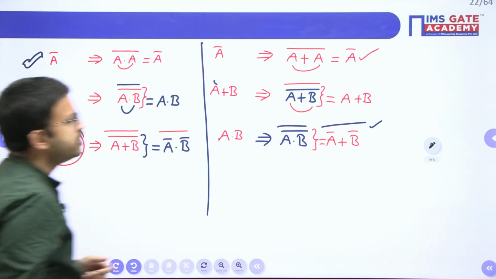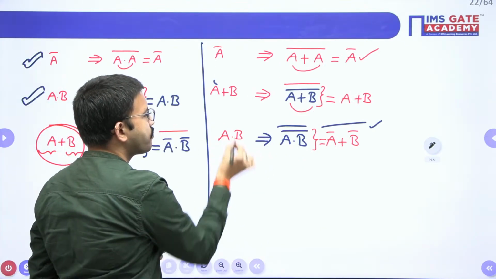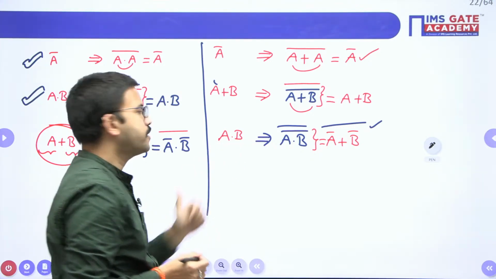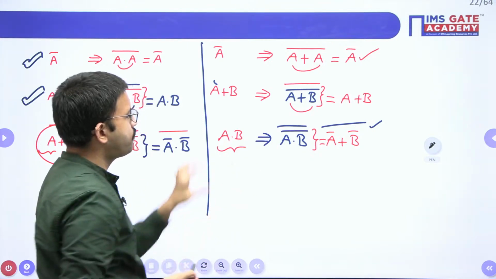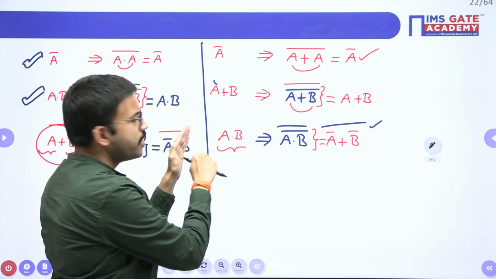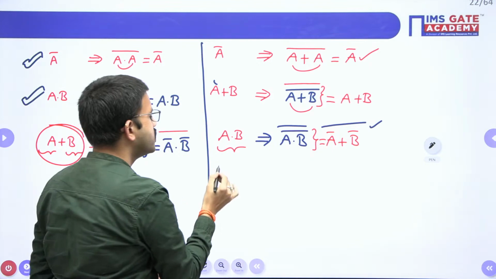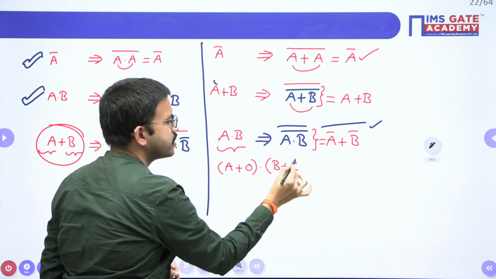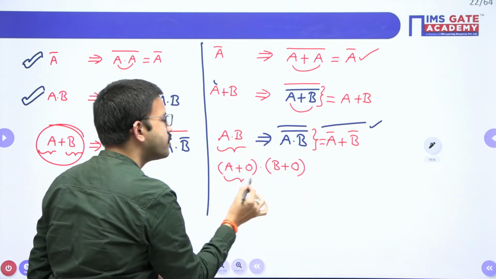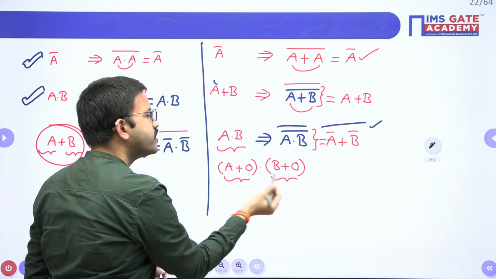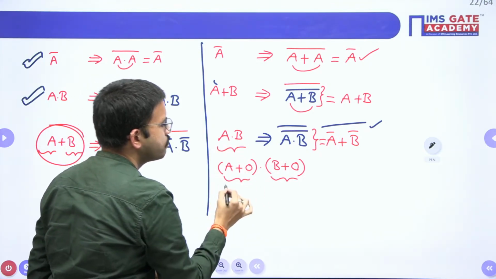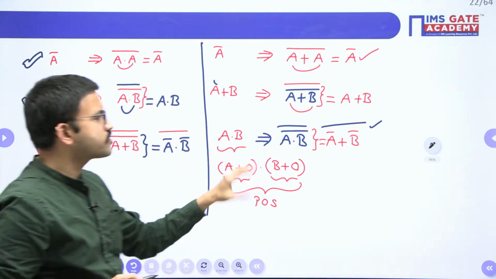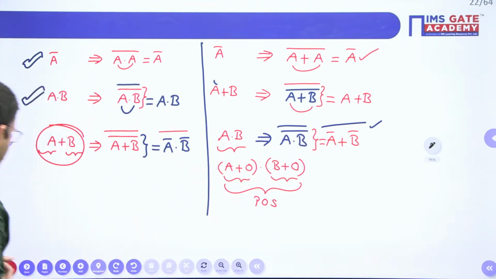Similarly, here you can consider this as one term, this as another term. Those two terms are logically ANDed together. That means here you have POS form. Here, if you want, you can write A plus 0 and B plus 0, just for easy understanding. Suppose you have multiple variables, this is one sum term, this is one sum term. After that, those two are multiplied together. That means this function is in POS form. So whenever you have POS form, you can easily implement it with the help of NOR gates. I hope it is clear for everyone.